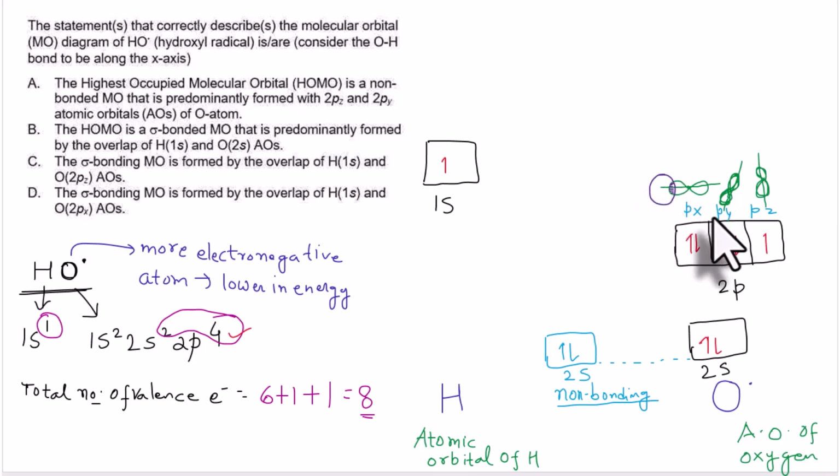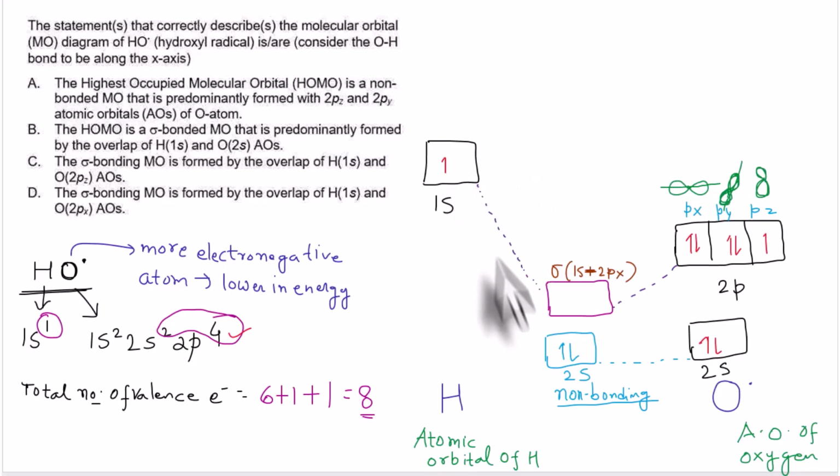The spherically symmetrical 1s orbital can overlap with the 2px orbital of the oxygen, something like this. While the other py and pz do not have the proper orientation for interacting with the 1s atomic orbital of hydrogen. And that is why this overlap of 1s and 2px of the oxygen gives rise to the sigma bonding molecular orbital in this HO radical. And according to the rules that we know, this should also give rise to a sigma star anti-bonding orbital.